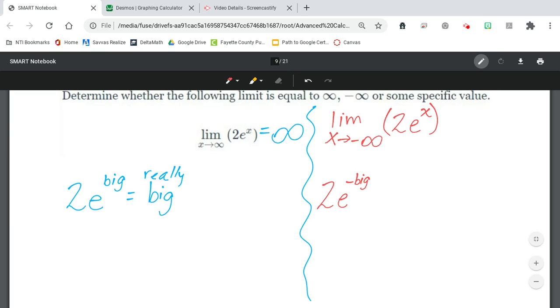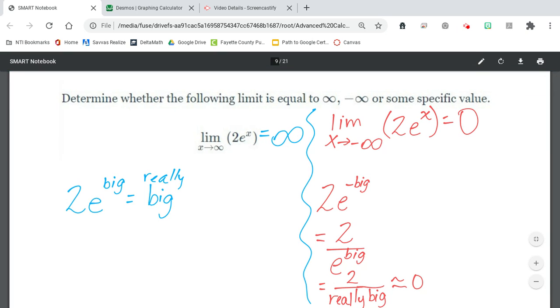Because if you have a negative exponent, what that does is it sends whatever has the negative exponent to the denominator and makes it positive. So now I have 2 over e to the big number, which is really like 2 over something that's really big. I'm giggling because really big sounds not very intelligent, but really big is how we're going to think about it. So 2 divided by a really big number is pretty much 0. So the limit as x approaches negative infinity of 2e to the x is 0.